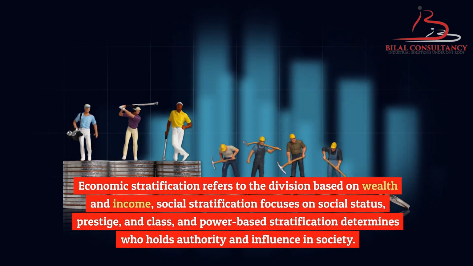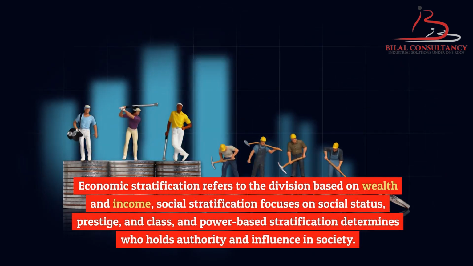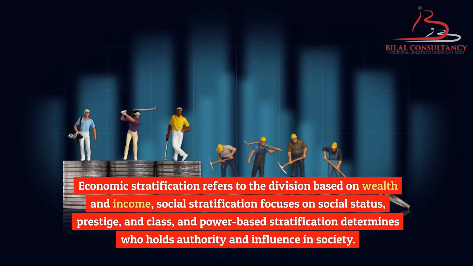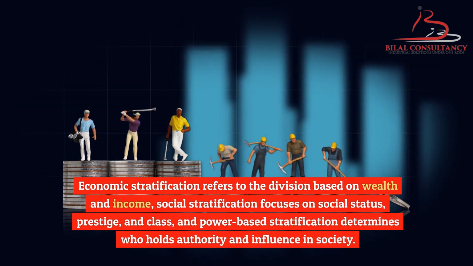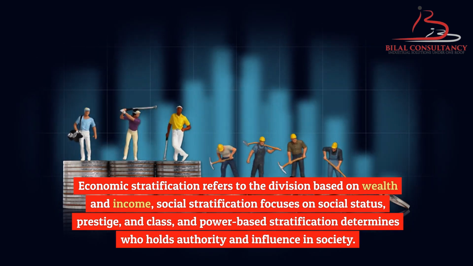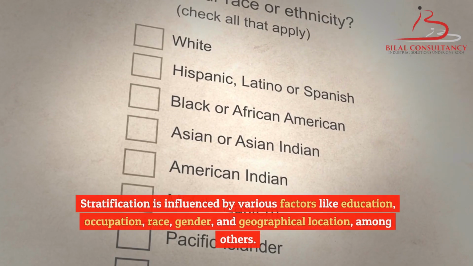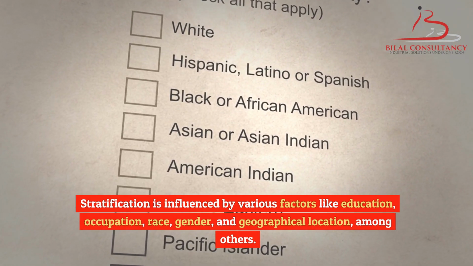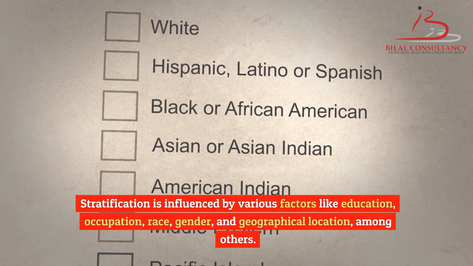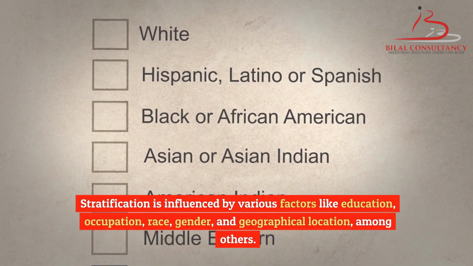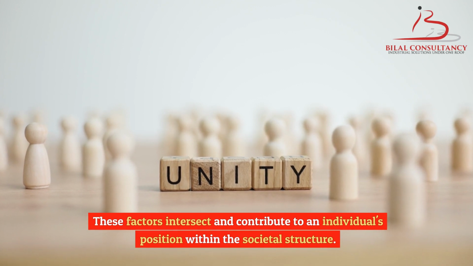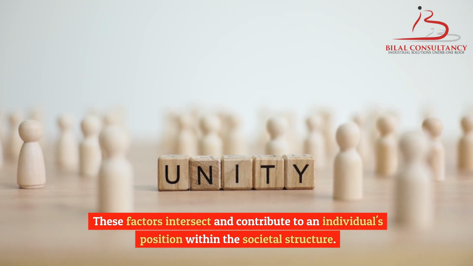Economic stratification refers to the division based on wealth and income. Social stratification focuses on social status, prestige, and class. And power-based stratification determines who holds authority and influence in society. Stratification is influenced by various factors like education, occupation, race, gender, and geographical location, among others. These factors intersect and contribute to an individual's position within the societal structure.